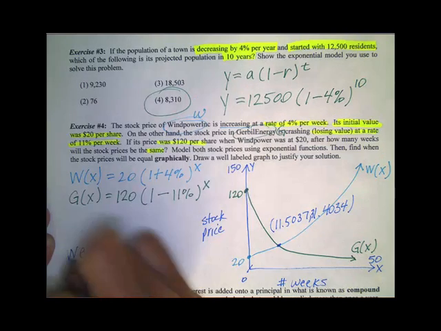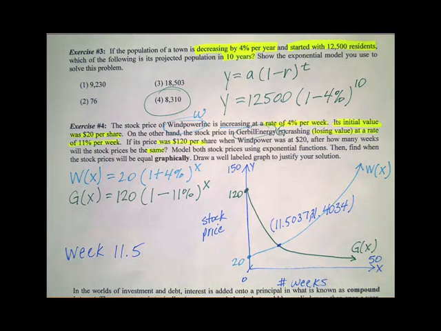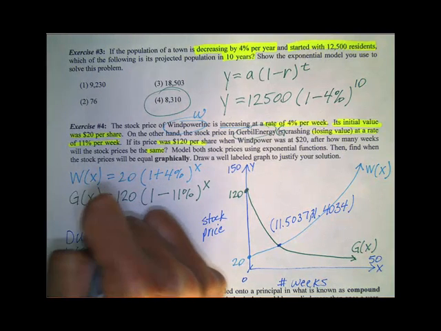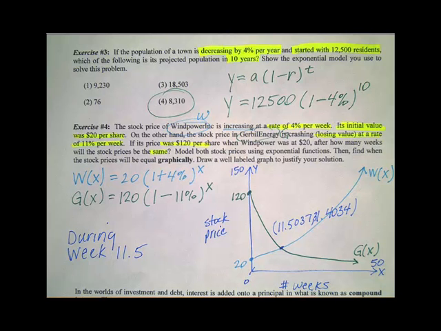You can say week 11.5. Normally it would say maybe round, or you could even cover yourself by saying during week 11.5, or even during week 11, by week 12, something like that. Okay? And the price would be what? $31.40 if they had asked us that also. Alright? Okay, let's try this last one.